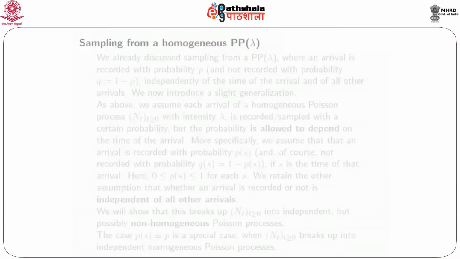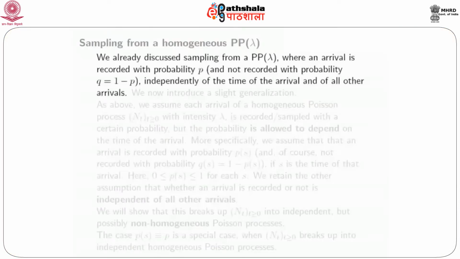Homogeneous or non-homogeneous would depend on whether the sampling probability or classification probabilities are allowed to be constant or are allowed to depend on the time of the arrival. So depending on that, the individual component processes would be homogeneous or non-homogeneous, but they would always be Poisson processes, independent, and their sum would be the original homogeneous Poisson process.